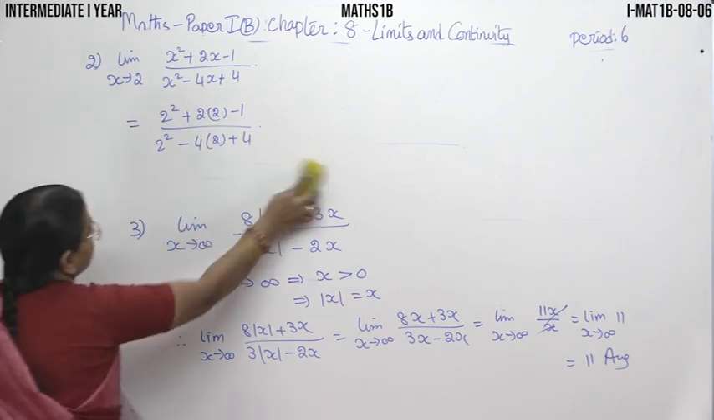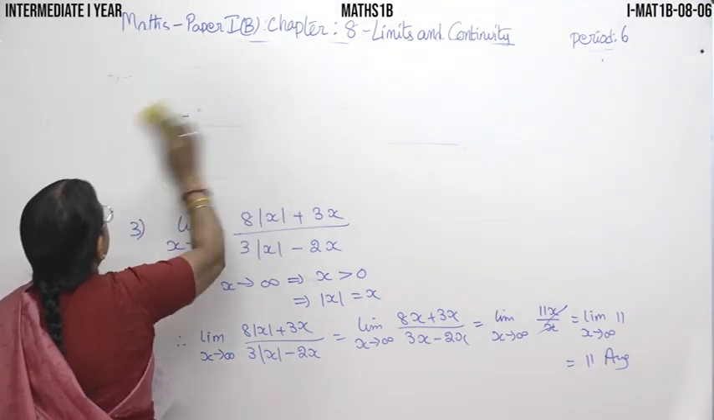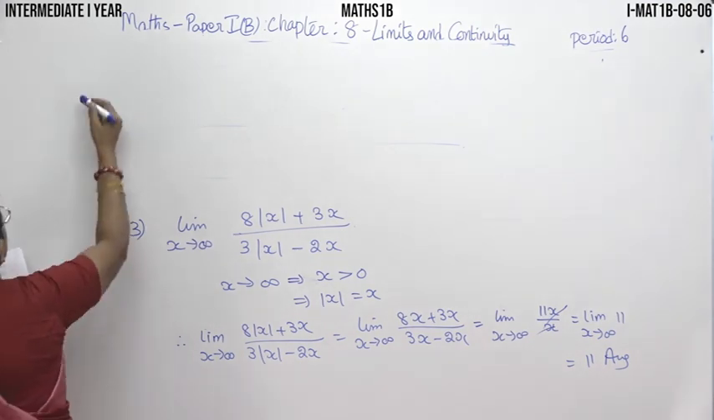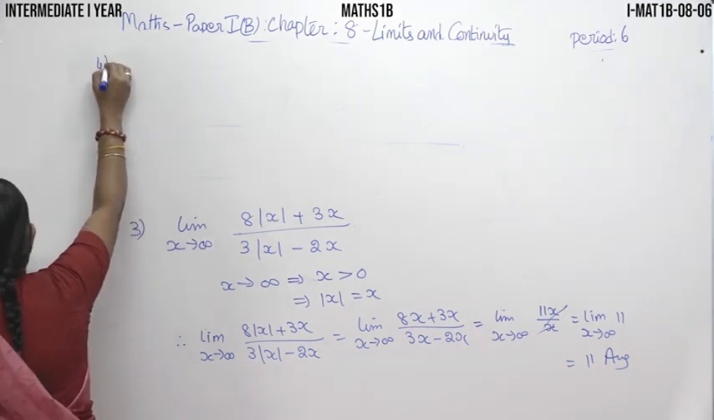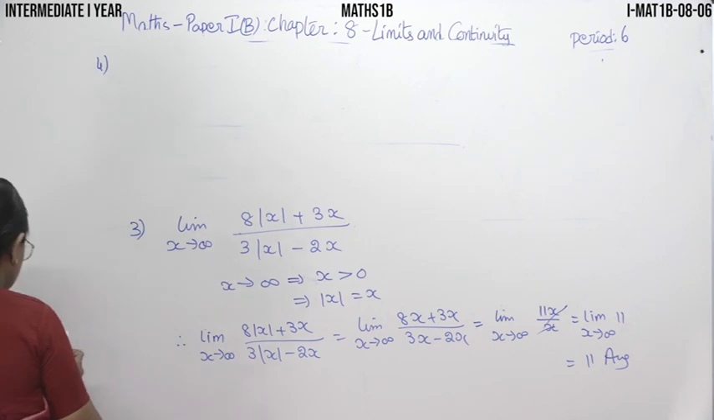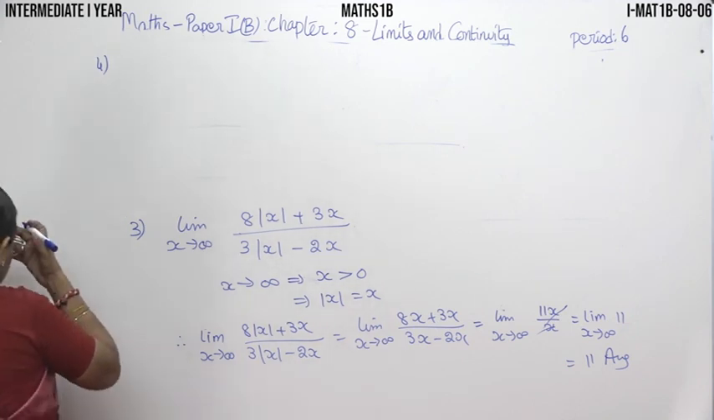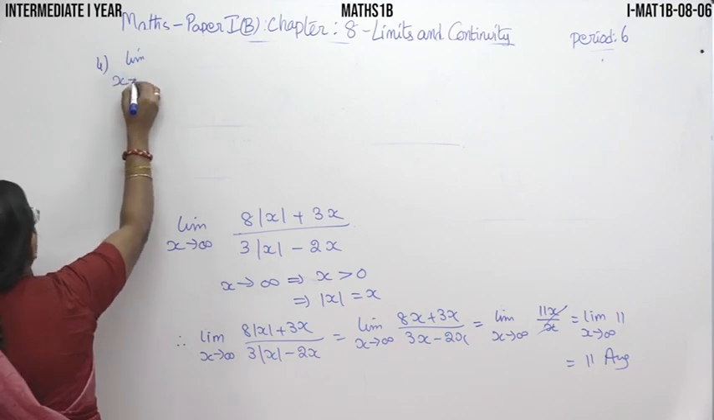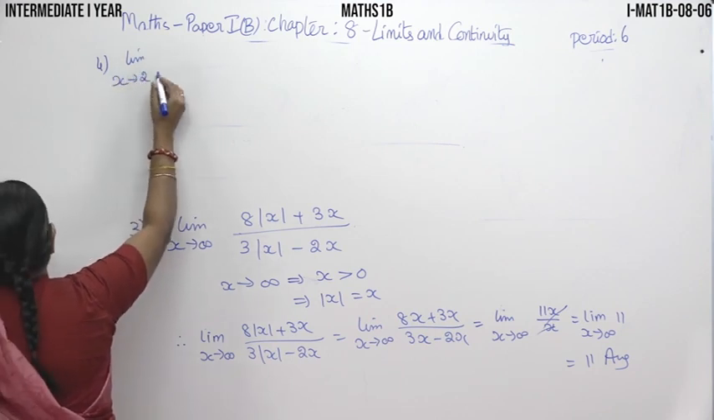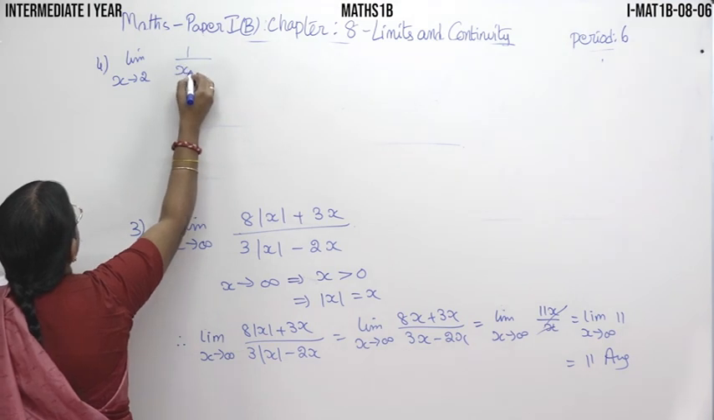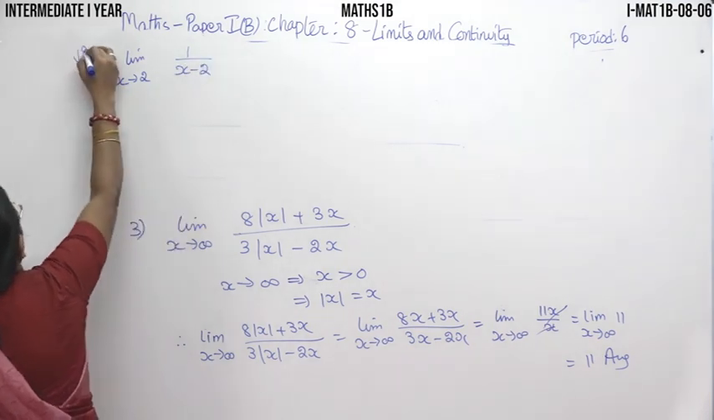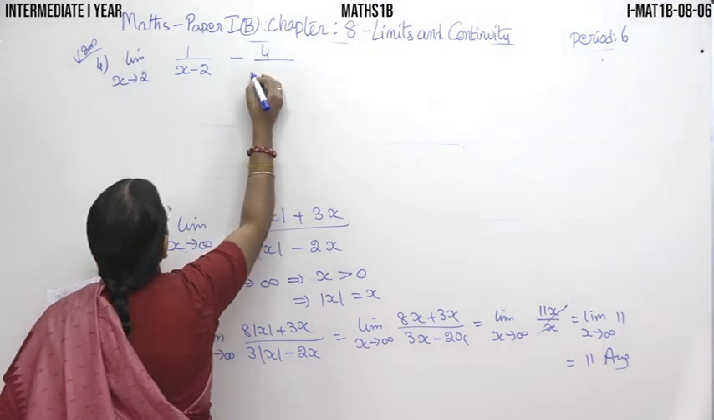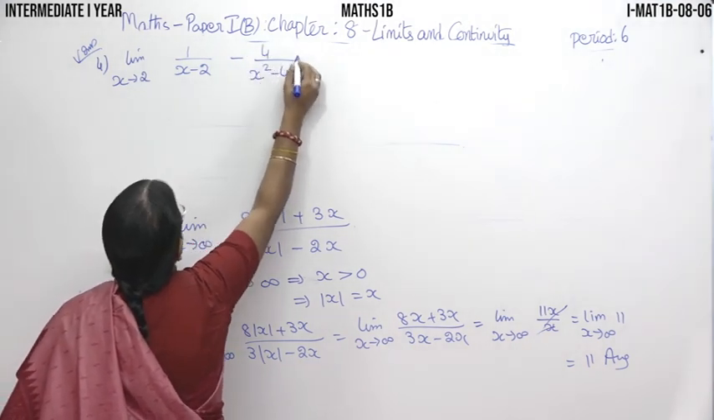Okay, next problem. Okay, fourth problem. Limit x tending to 2 of 1 by x minus 2 minus 4 by x square minus 4. This is again a very important problem.